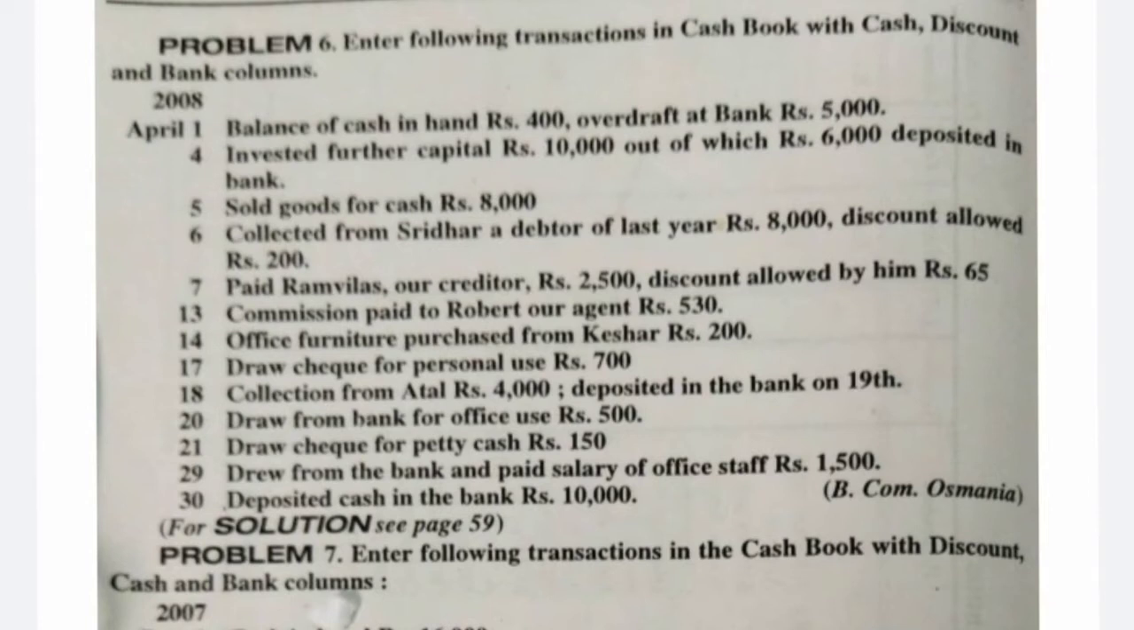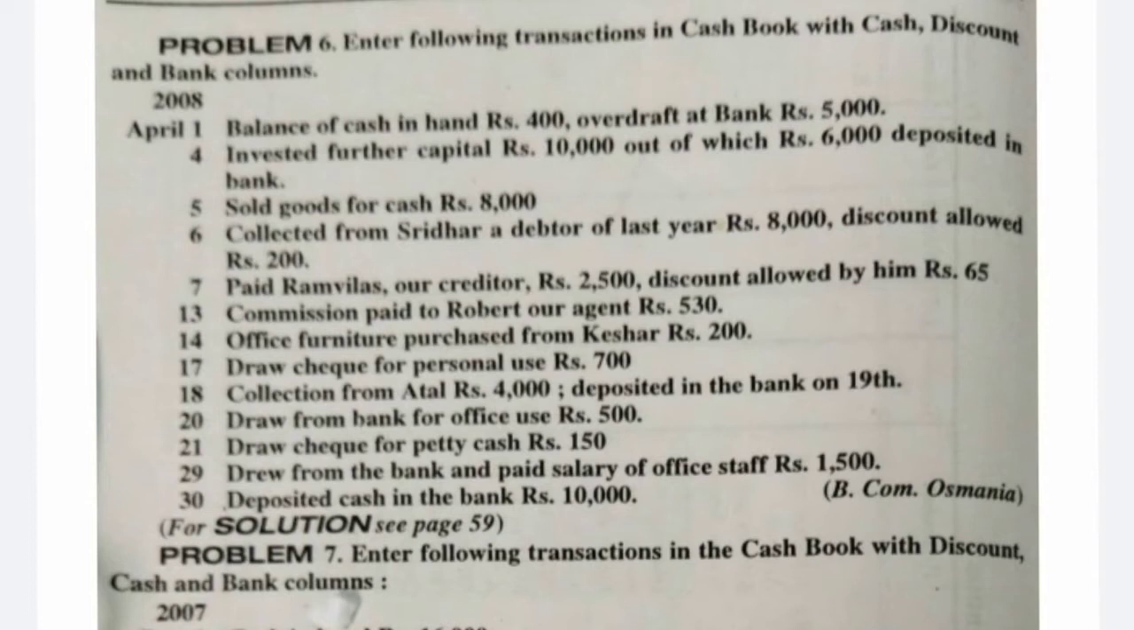Here they are saying that on 29th April only we have drawn from the bank and paid salary of office staff. So debit the expenses, that is salary expenses account debit 1500, to bank account 1500, since we are withdrawing from the bank. Since the bank is on the credit side, we have to credit the salaries on the credit side of the cash book in the bank column with rupees 1500.